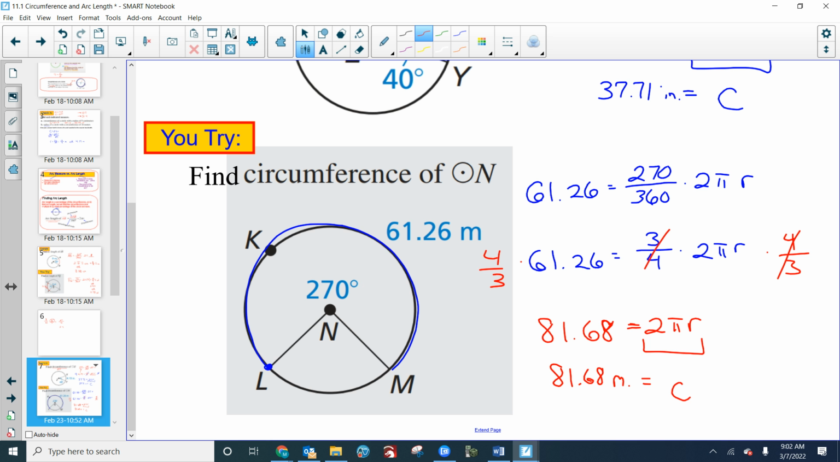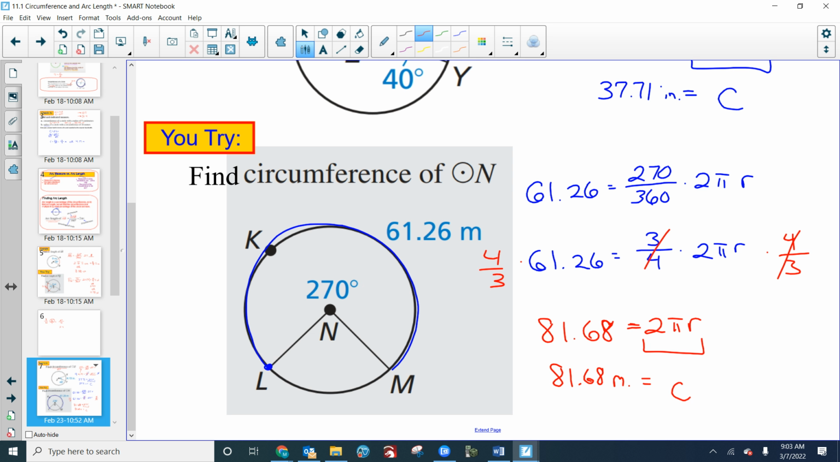You guys get 81.68? Come on. Yeah. Yes. You're wrong too. Well, no, I'm following what he did. I'm confused. So you just took the 2 pi r and just changed it into the circumference? 2 pi r is circumference, yes. Okay. Did you go robot on me and solve for r? I understand.